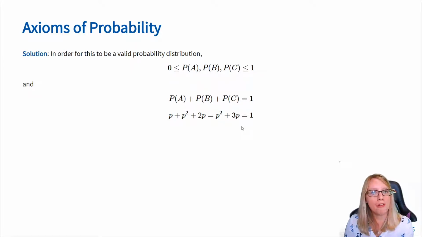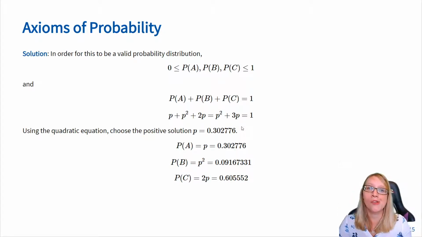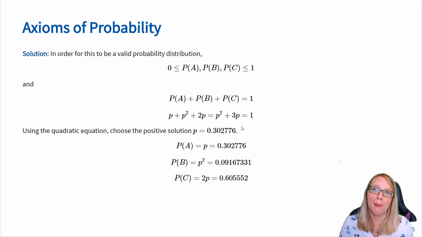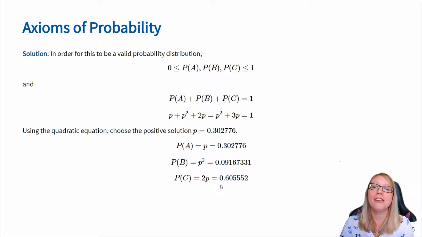Using our quadratic formula, we get 2 solutions for P, one of which is negative, so we must choose the positive solution for probabilities. So the probability of event A must be about 0.3. The probability of event B is then 0.09. The probability of event C is about 0.6, 0.61. If you add those 3 probabilities together, you get 1.